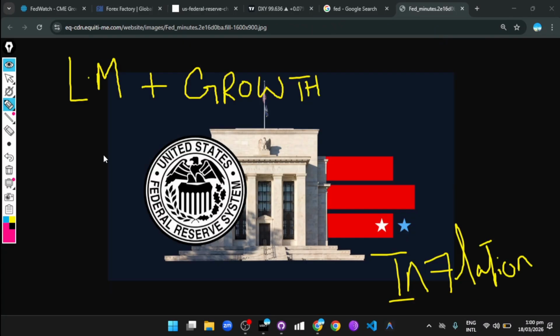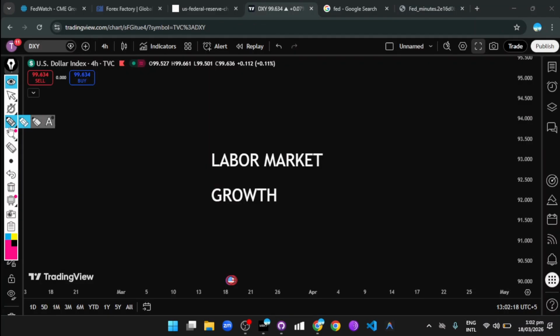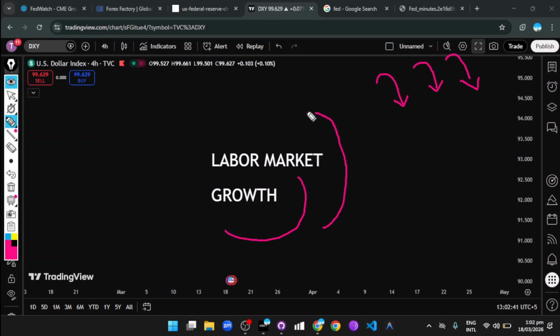See, the Fed has two simple goals: labor market and growth stability, and inflation stability. If the risks to any one of these rise, they will have to act accordingly. If the labor market or the growth is slowing down, the Fed will look to reduce the interest rates so they can reduce the borrowing costs, so businesses can borrow more at a low cost, put more money in the economy, expand more, and hire more labor to eventually help the growth problem and the labor market problem.